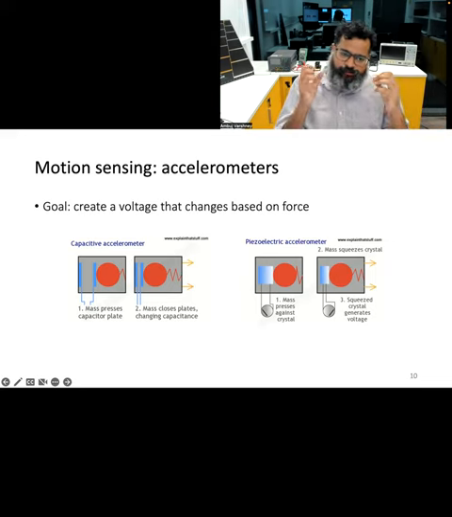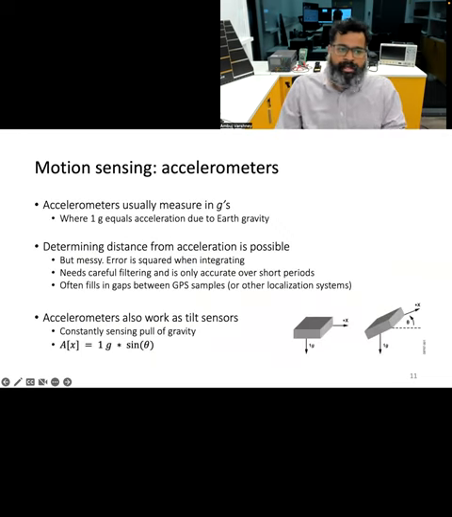In the case of, for example, the capacitive accelerometer, the force changes the capacitance of the circuit. This change in the capacitance is proportional to the motion. And this can allow us to estimate the amount and the direction of the applied force by being able to track the change in the capacitance. In a similar case, for the piezoelectric element, the force generates a voltage, which is then proportional to the motion. This can allow us to measure the force and calculate the acceleration. Accelerometers usually measure the motion in the unit of G, where 1G represents the acceleration due to Earth's gravity.